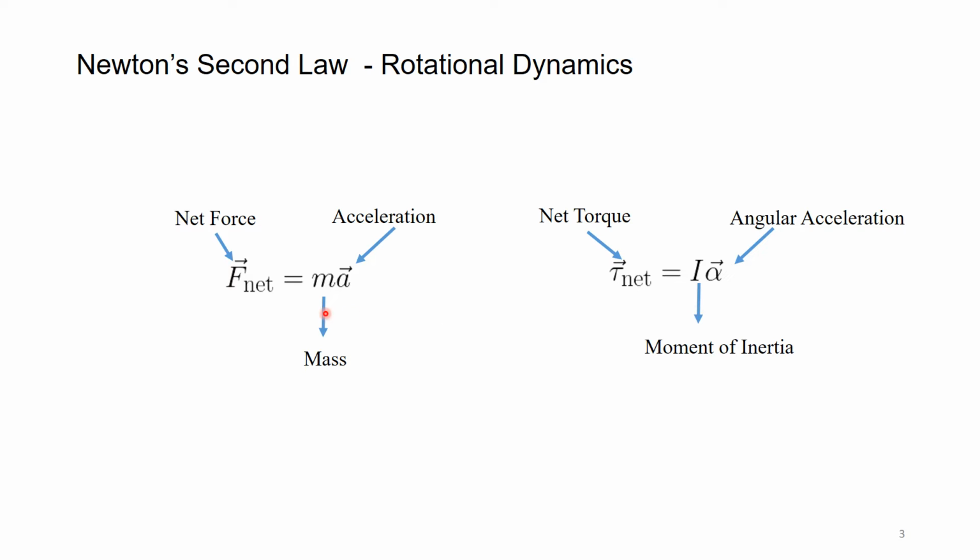So you can see the similarities here. Force is equivalent to torque in rotational motion, and mass is equivalent to moment of inertia. Another way to think about this: a force creates acceleration, a torque creates angular acceleration. Mass resists acceleration, so a bigger mass will produce less acceleration for the same force. Similarly, moment of inertia resists angular acceleration. So you can see the similarities between linear and angular quantities.